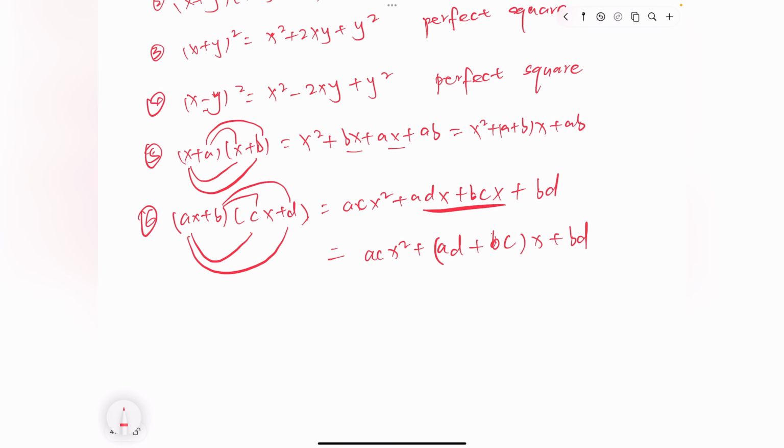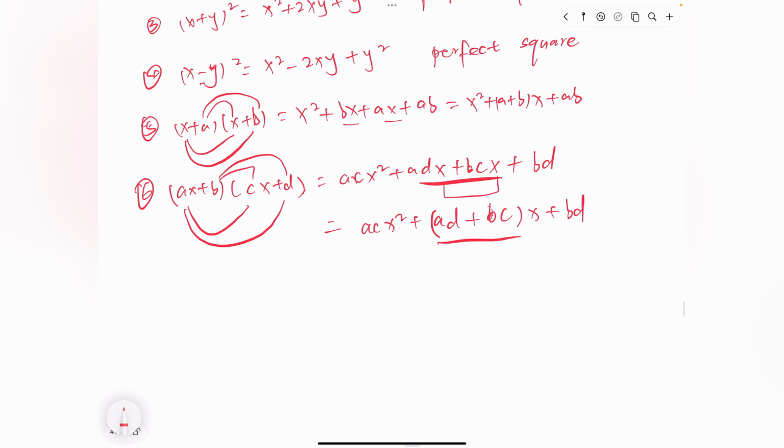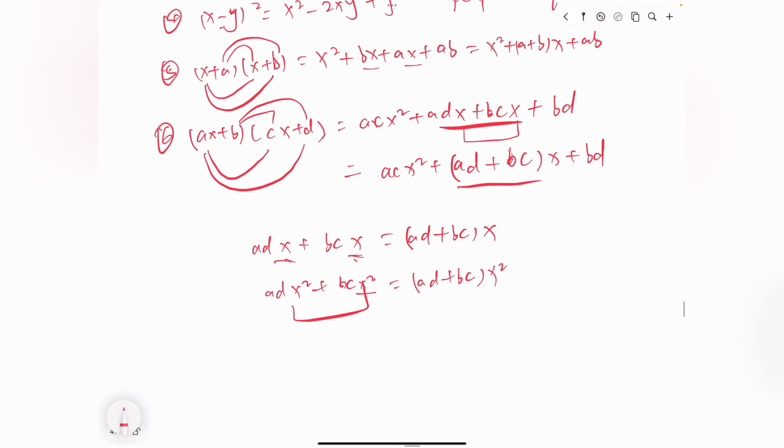So after we multiply each term, when we have like terms, we collect the terms, try to put them together. The like terms are those that have the same power of x. Sometimes we have adx and bcx, they are like terms. So we add the coefficients, ad plus bc times x.